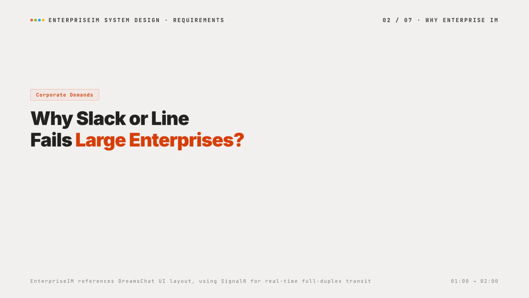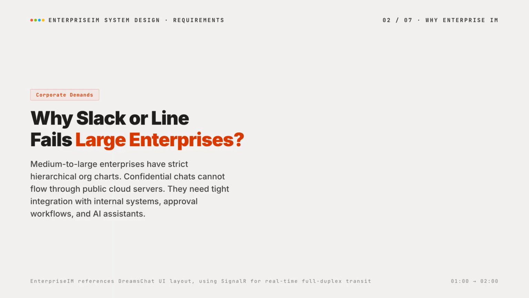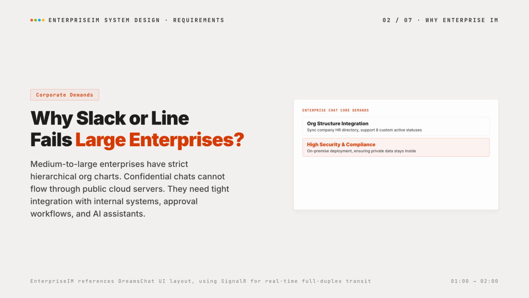Let us first define the scenario. EnterpriseIM is an instant messaging system built for internal corporate use. You might say, isn't it just a chat app? Why not just use Line or Slack? Indeed, there are many mature communication tools on the market, but for medium to large enterprises, there are certain requirements that external chat apps simply cannot meet.